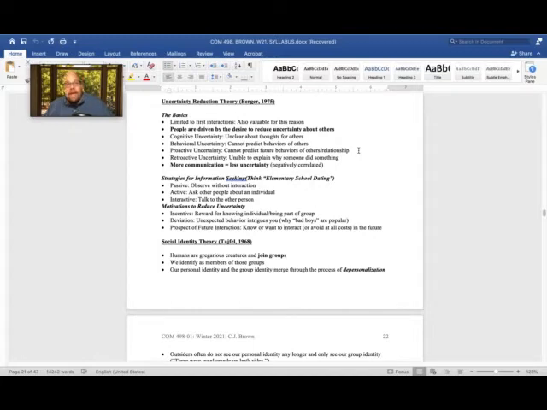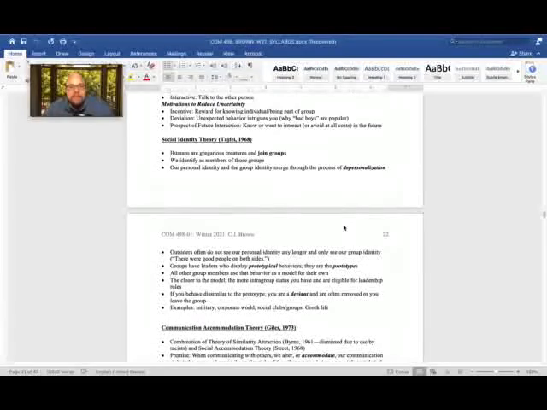Okay, the next theory here is social identity theory. This is probably third in my top three. This tells us that humans are gregarious creatures. And what that means is we like to gather in groups. We like to be part of groups. Not everyone, but as a species.